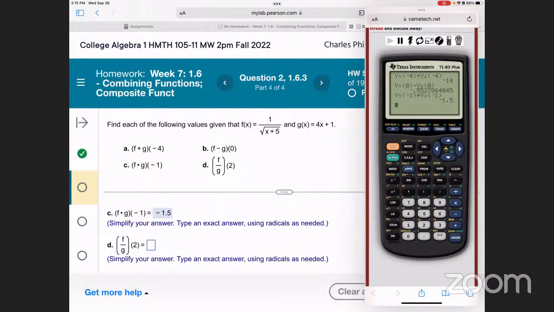And then let's do f divided by g of 2. Let's see if we can do it here. That needs to be f of 2 divided by g of 2. Okay, we did get a decimal, so then we need to work that one out.